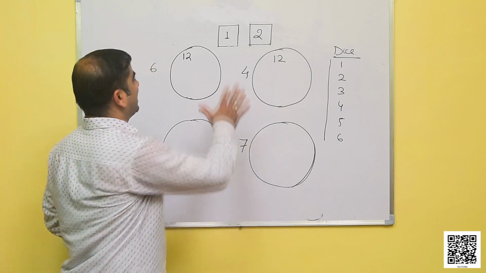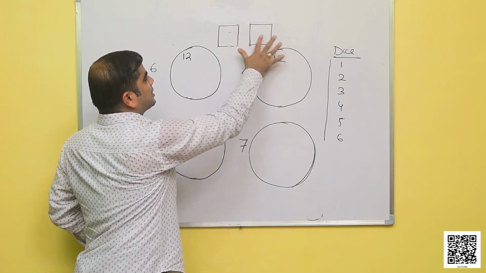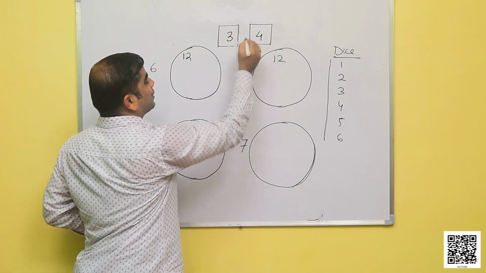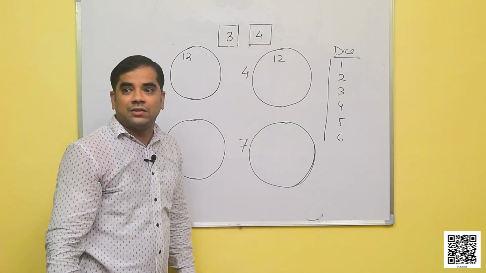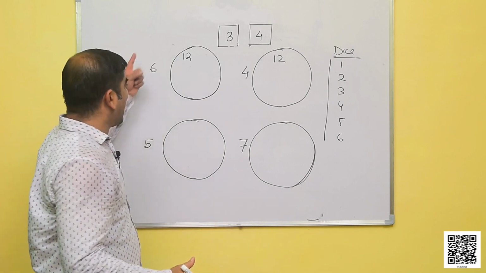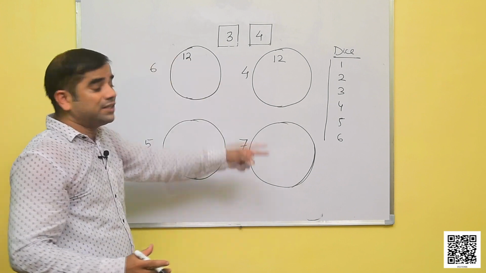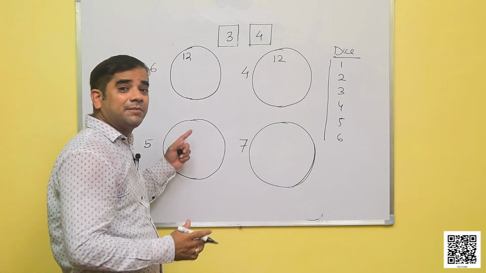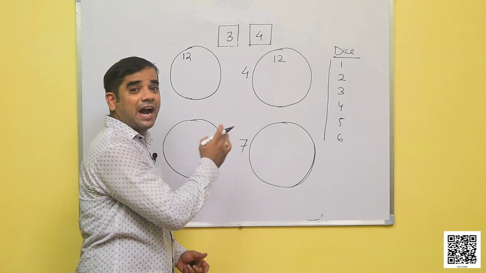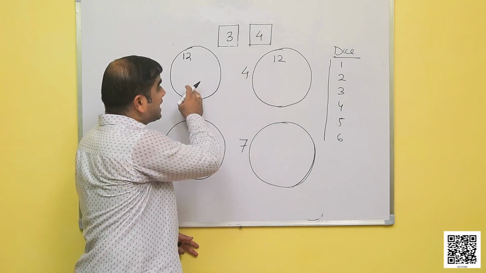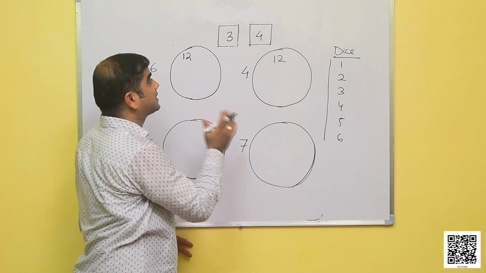Let's roll again. This time suppose it gives 3 and 4, 34. Does it lie in any of the tables? No. See, it doesn't lie in any of the tables of 6, 4, 5 and 7. That's why it is not a multiple of 6, 4, 5 or 7.